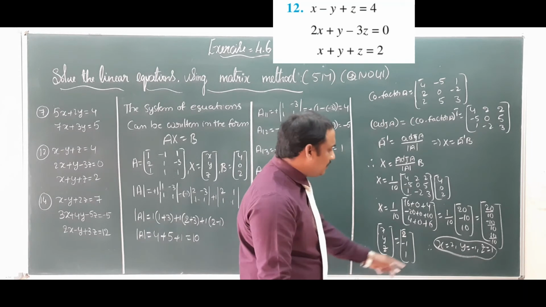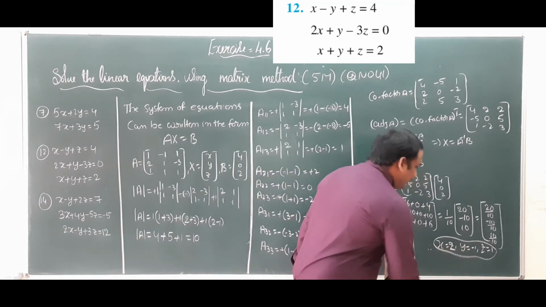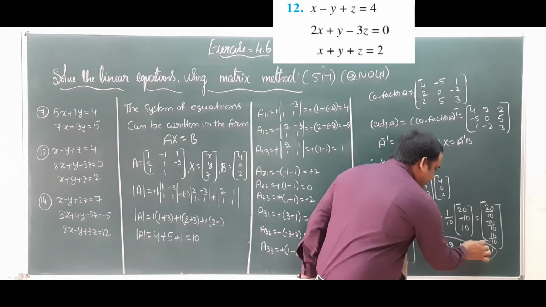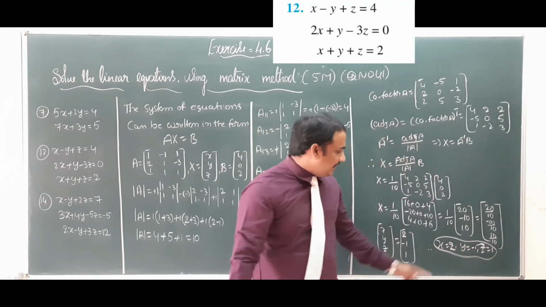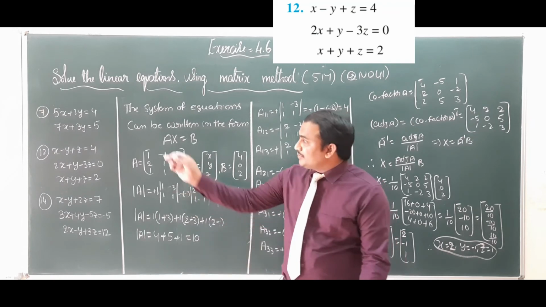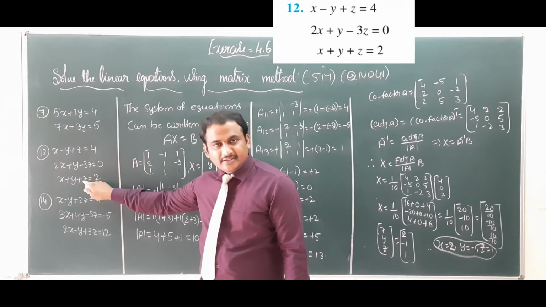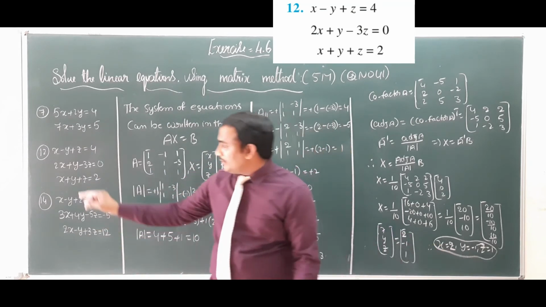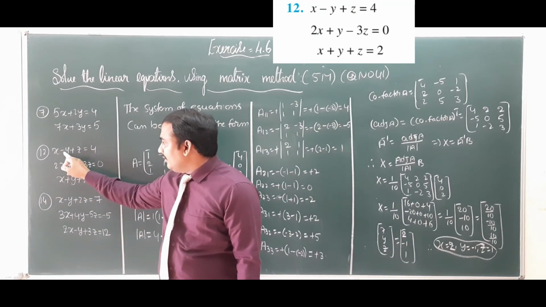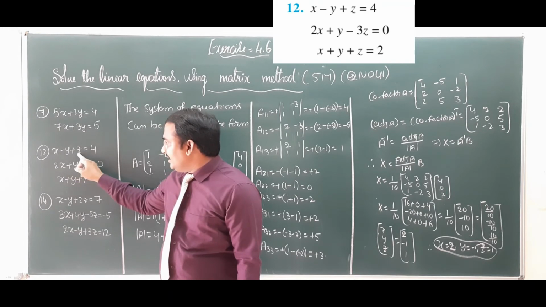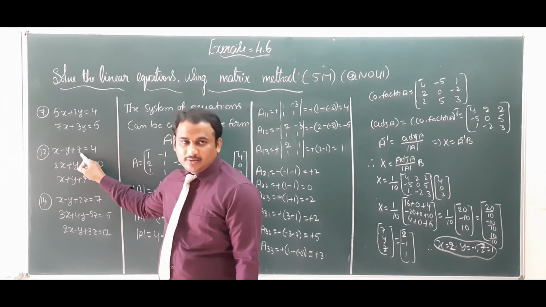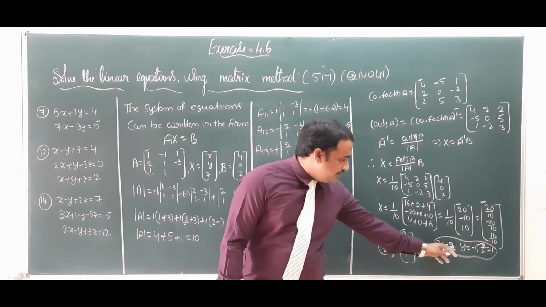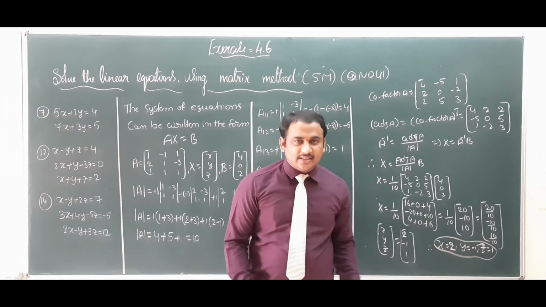x equal to 2, y equal to minus 1, z equal to 1. You can check if this answer is correct or wrong: substitute in the first equation or any equation, you will get the answer. Check x equal to 2, y equal to minus 1, that means 2 plus 1 is 3, z value 1, 3 plus 1 is 4, satisfying. That's why x equal to 2, y equal to minus 1, z equal to 1 is the correct answer.